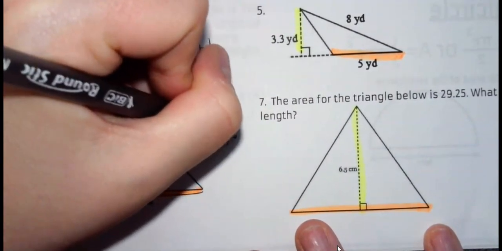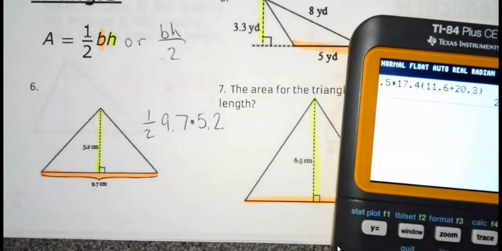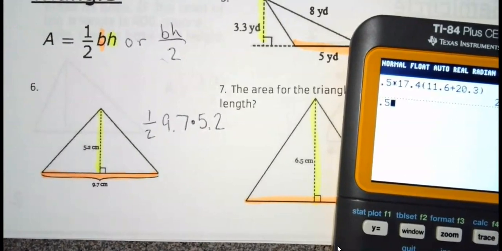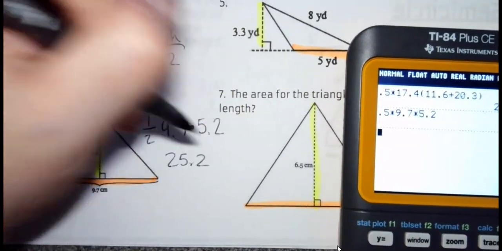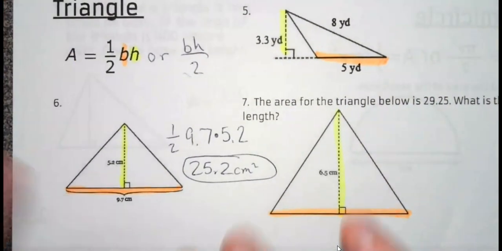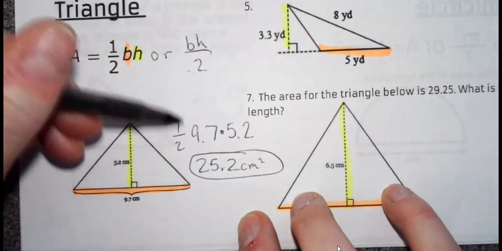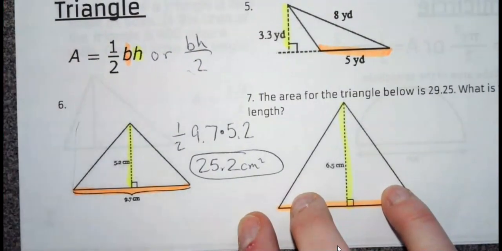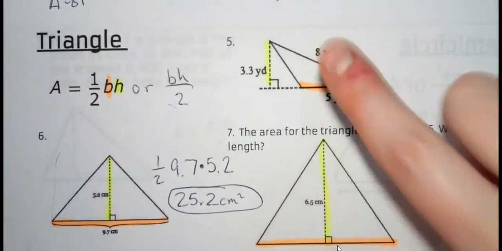But 1/2 times 9.7 times 5.2. 0.5 times 9.7 times 5.2 is 25.2, so that's centimeters squared. But remember, you are dividing it by 2 because it's the same thing as having a rectangle that is cut in half. Any triangle is just half of a rectangle.